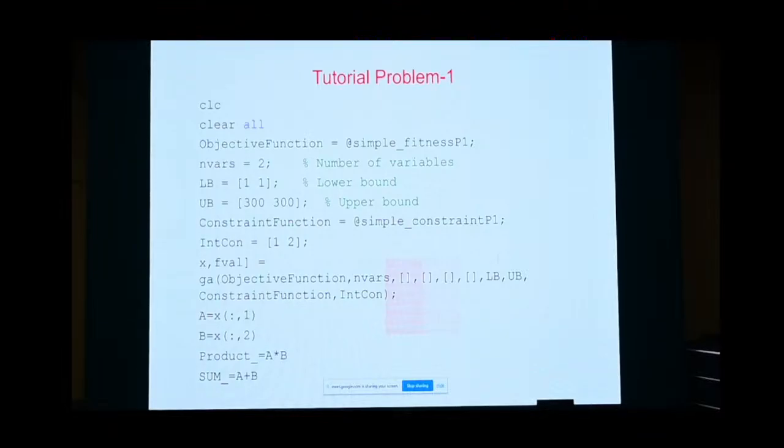Then in the MATLAB command window, enter that sentence: x, f value is equal to GA. First you define the objective function, number of variables, and there is no equality and inequality constraint, but constraint functions you will include: lower bound and upper bound, and these constraint functions and the integer count. And then you can collect A as the first value, B as the second value, and product is A into B, and sum is A plus B. You can verify the results. Next.